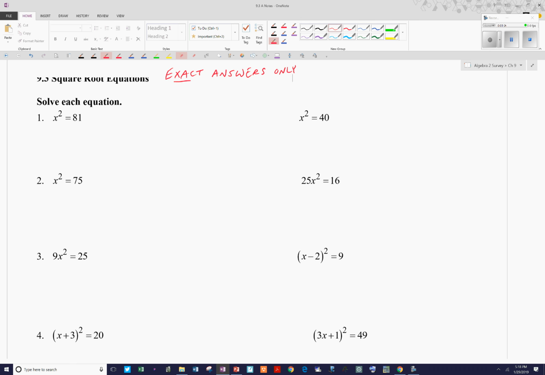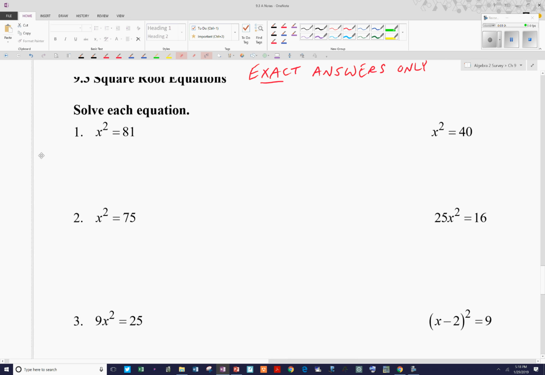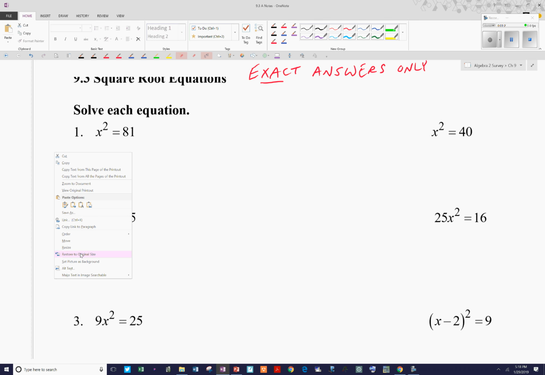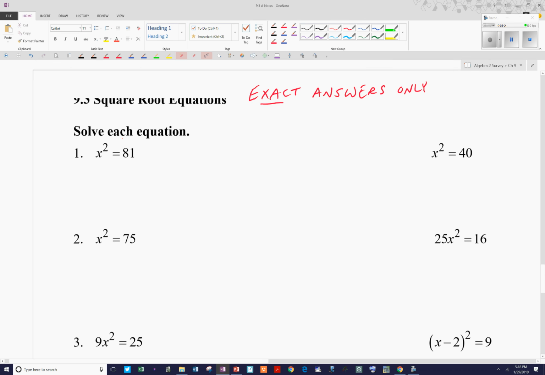So if you look at the first problem here, x squared equals 81, the first thing we are going to do is notice that the x squared is all by itself, which means we are ready to take the square root right now in order to solve this problem. So we take the square root because the square root and the x squared, that exponent of 2, will cancel out. So what we're left with then is just x on the left side. When you take the square root of 81, the square root of 81 is 9.